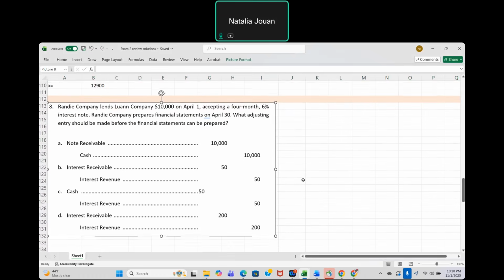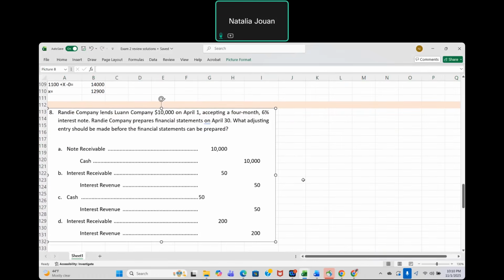Okay, so what is going on here? Journal entries. Randy Company, Jouan Company, 10,000 on April 1st. They accepted a 4-month, 6% interest note. Remember, those percentages are always stated annually. That happens with credit cards, with bank accounts, with investments. Every time you get a rate, it's annual, unless told otherwise. But if nothing is said, it's always annual.